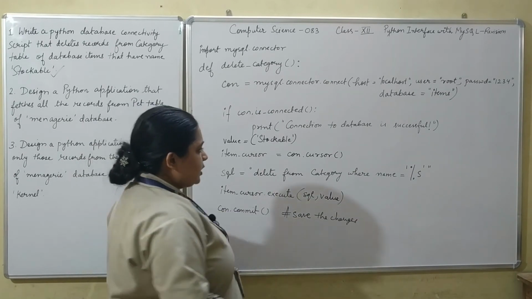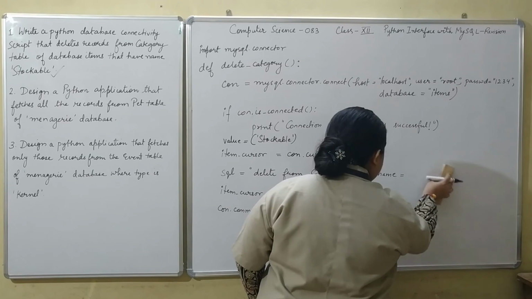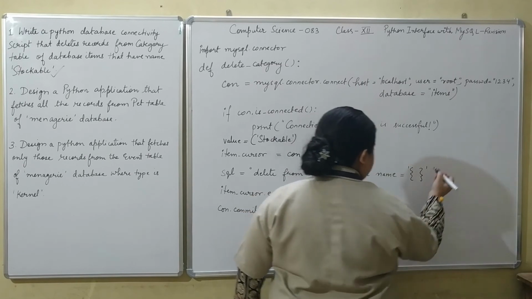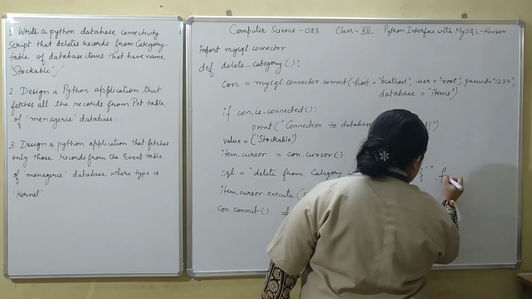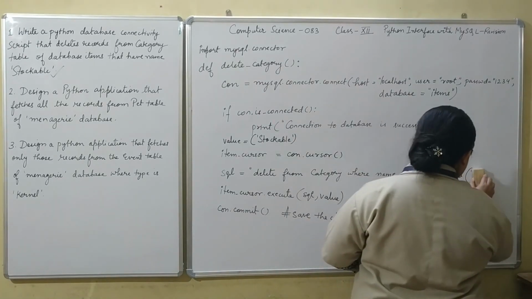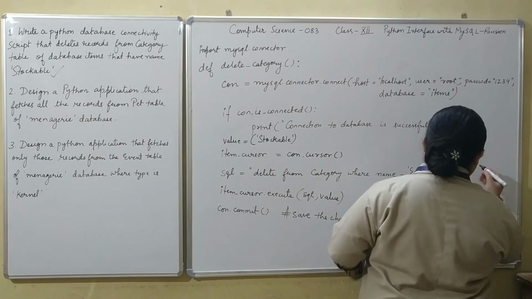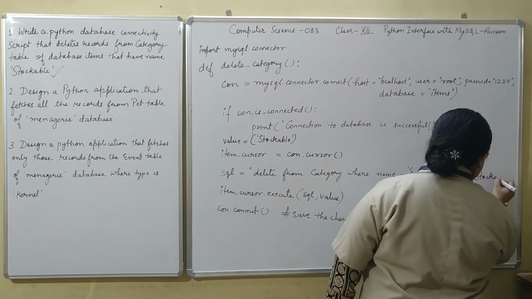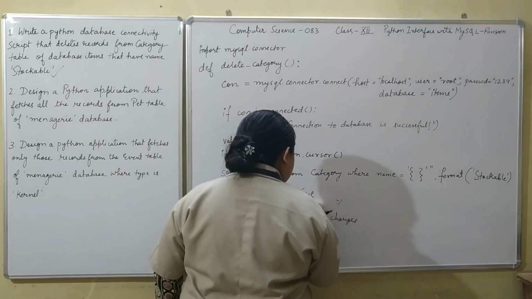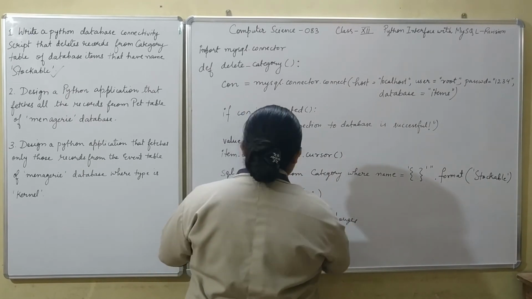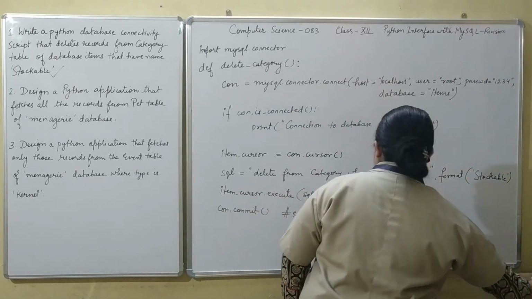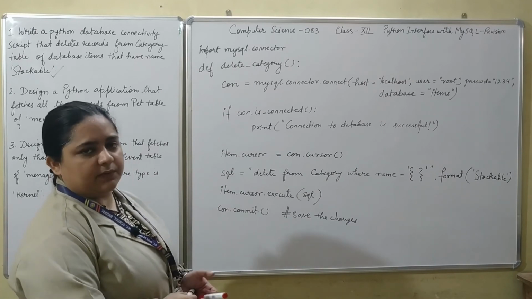So this is the traditional method, and if you want to use the new method, then you can use it in this way. And dot format, you can pass the value. So here you can pass the value that is stockable. And here you do not need to send any value as a tuple, so we can remove this statement. So this is how you can delete records from your database.